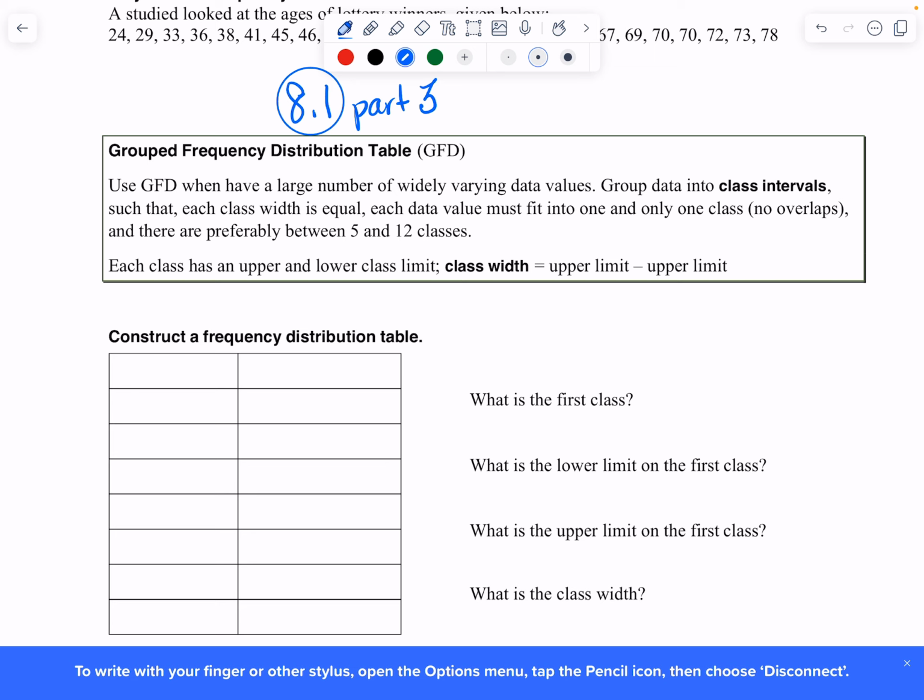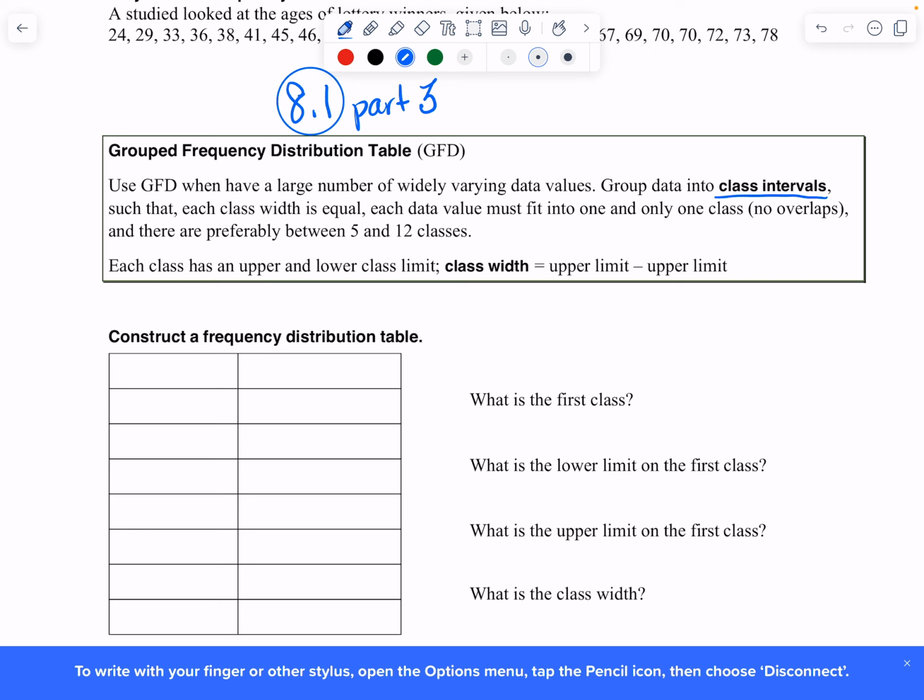And what we're going to use is called class intervals. Class intervals mean that we have numbers in a class width, and each width is equal. Each data value must fit into one of these, and only one class. There's no overlapping, and there are preferably between 5 and 10 classes. So each class width has what's called an upper and lower class limit.